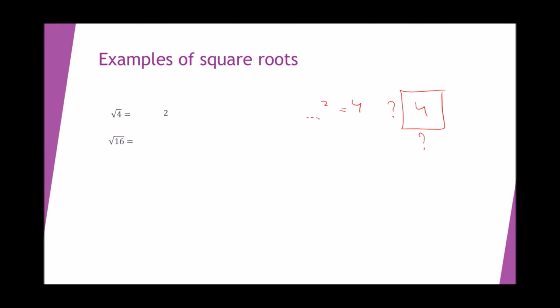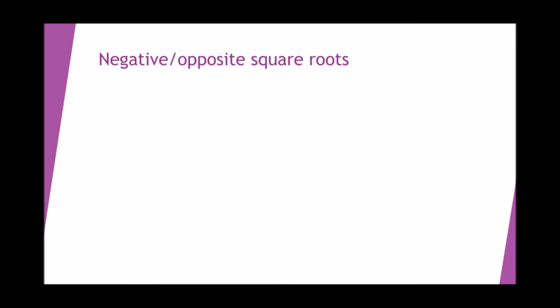Same idea with square root of 16. What squared is 16? 4. Or square root 25. Something squared is 25, that's 5. And we can take even larger numbers, square root 144. Something times itself is 144. That number is 12. So those are just a few examples of square roots.